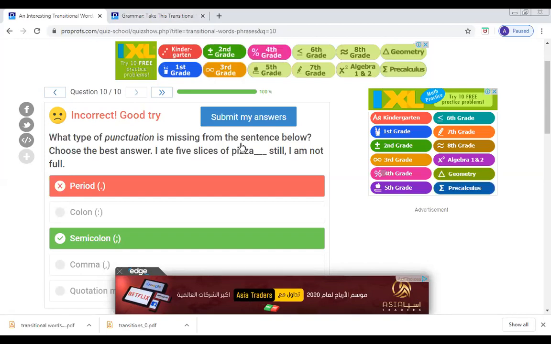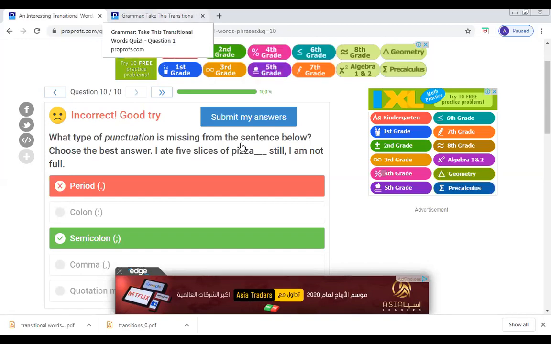By the way, I have here another one, but it will be like a waste of time, so I'll send you the link. Okay? About the online quizzes and so on. Now, I think you get the idea of the transitional words.